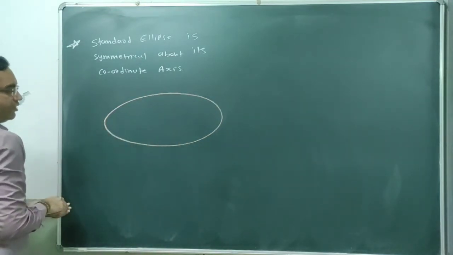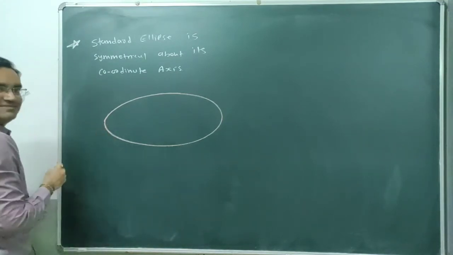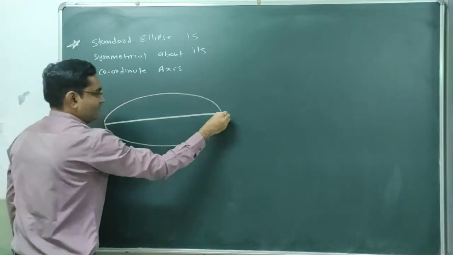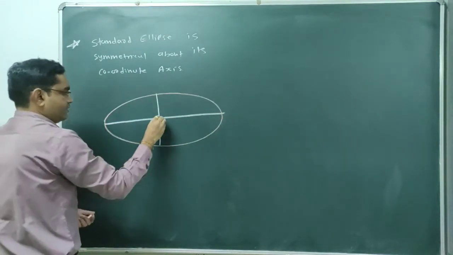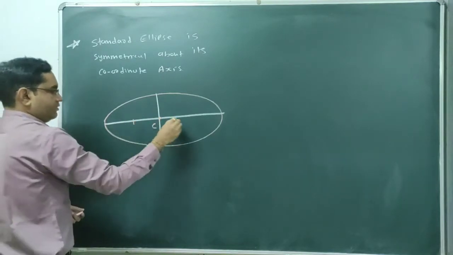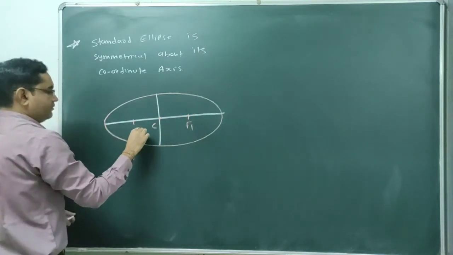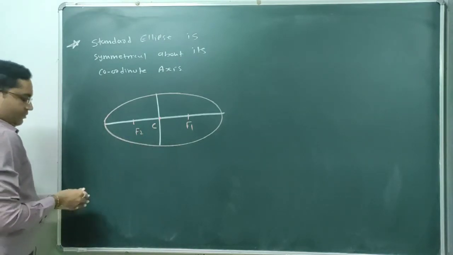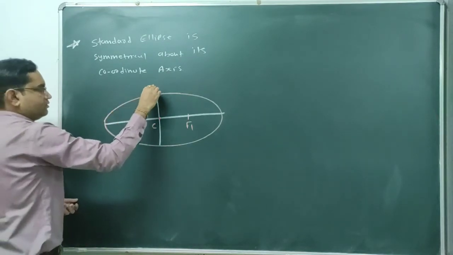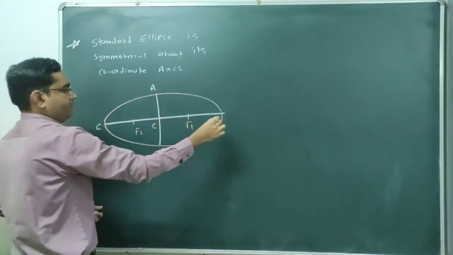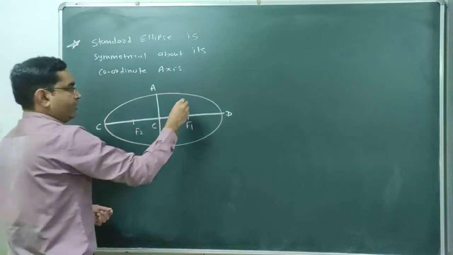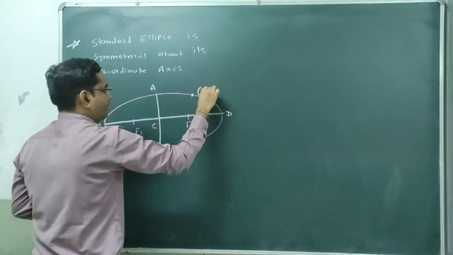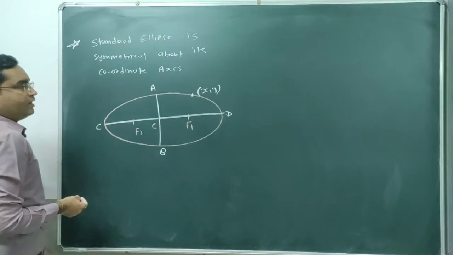horizontal ellipse. This is one horizontal ellipse. This one is major axis. This one is minor axis. And this one is center C. This one is focus point F1, focus point F2. AB, CD. Now what is about symmetrical? Symmetrical about the coordinate axis. So if we consider one point, suppose this is one point whose coordinates are (x, y). So it is symmetrical about its coordinate axis.